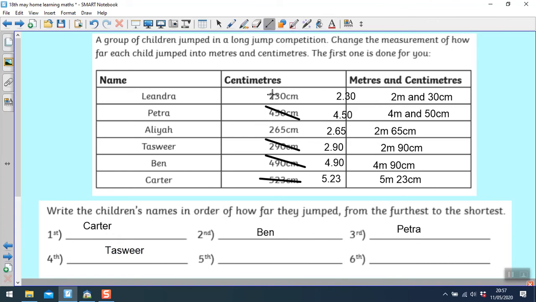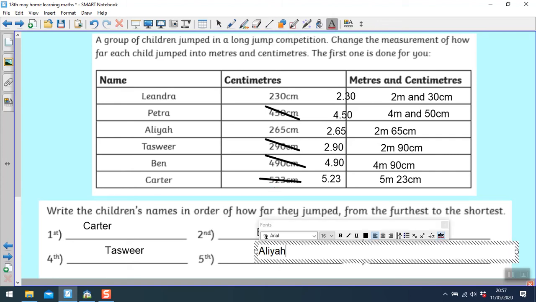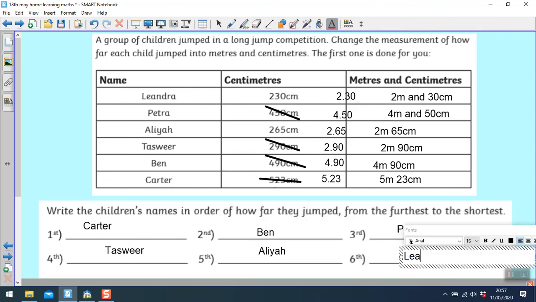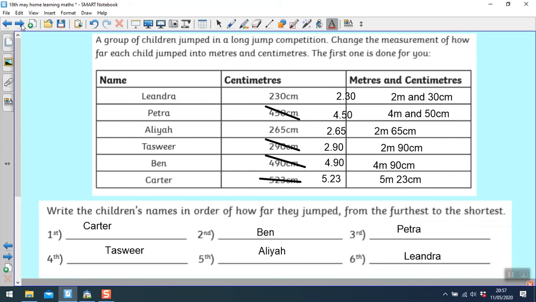Then I've got to compare 230 and 265. So 265 is bigger. Alaya, and then Leandra, she jumped the shortest distance. Well done if you got those right.